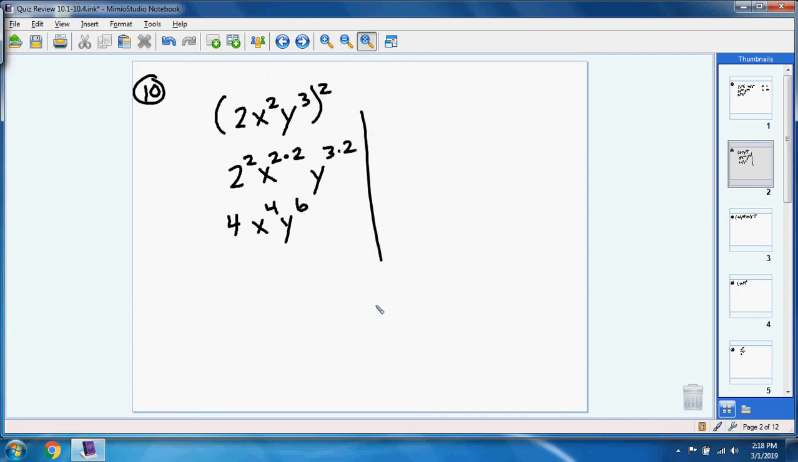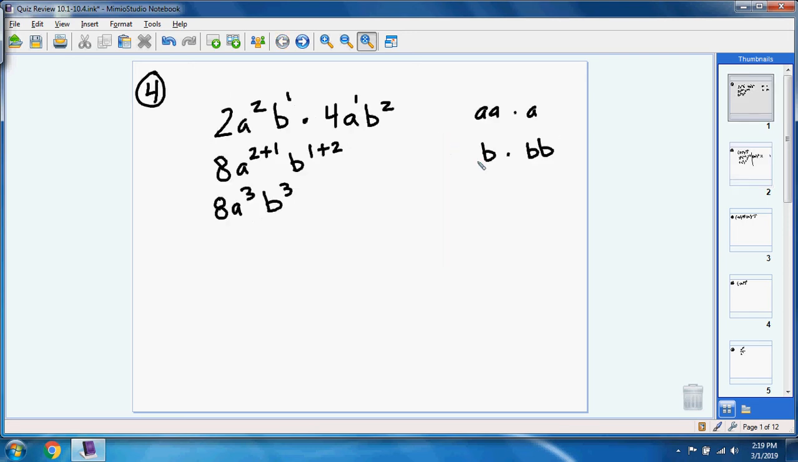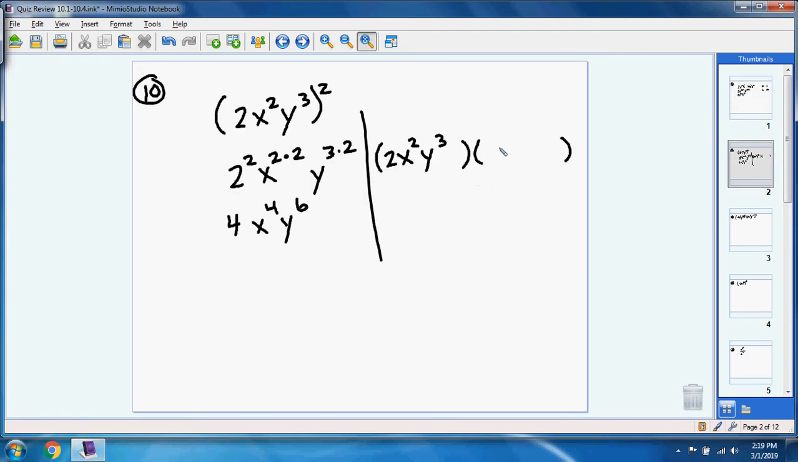If you did not like that way, or you can't remember, am I supposed to multiply? Am I supposed to add the exponents? The additional way is saying, okay, my parentheses with the exponent outside being a 2 really means write the parentheses twice. So now it looks like a problem really that we just spent a moment on, problem number 4. Even though there are parentheses, it really means it is a multiplication problem for your coefficients. So therefore, 2 times 2 is a 4.